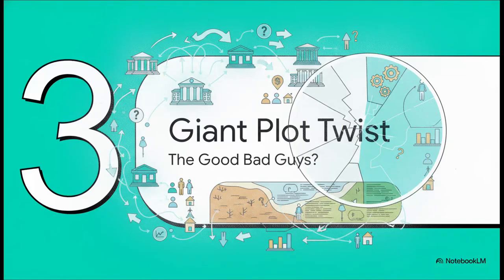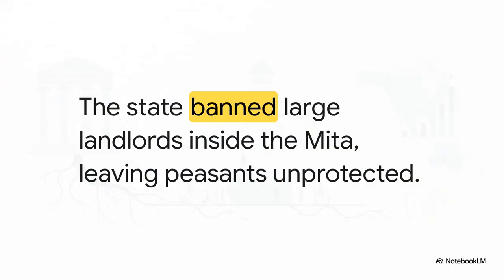Part 3, the giant plot twist, the good bad guys. Okay, obviously extracting labor causes poverty, right? But how did it create this exact boundary? Common sense tells us that greedy elite landowners monopolizing the land causes long-term poverty. But the data proves that completely wrong. The Mita areas are poor today specifically because the state banned large private landlords from operating there.